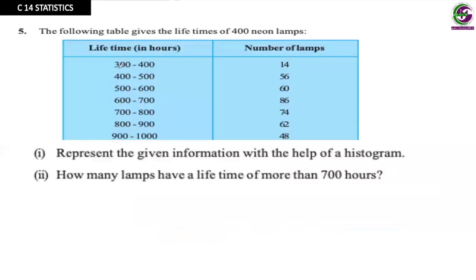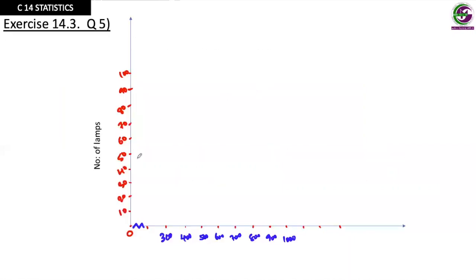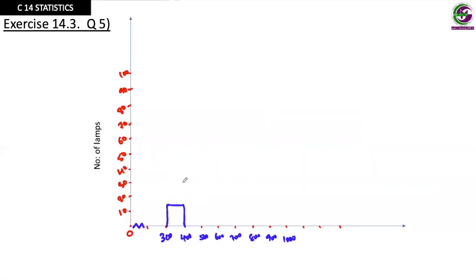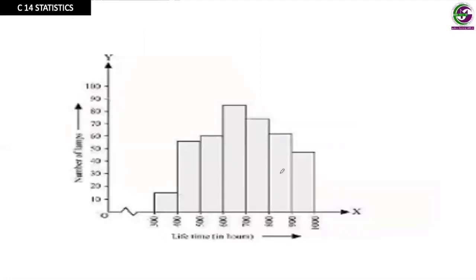So first we have 300 to 400 is 14 lamps. 14 lamps will be somewhere here. With a lined graph, you can get the accurate number, accurate line. Next, 56 and 60. Remember, in a histogram, there is no space between the bars. And continue to get the final graph of this form. Again, this is of uniform width because the interval in the table is uniform.